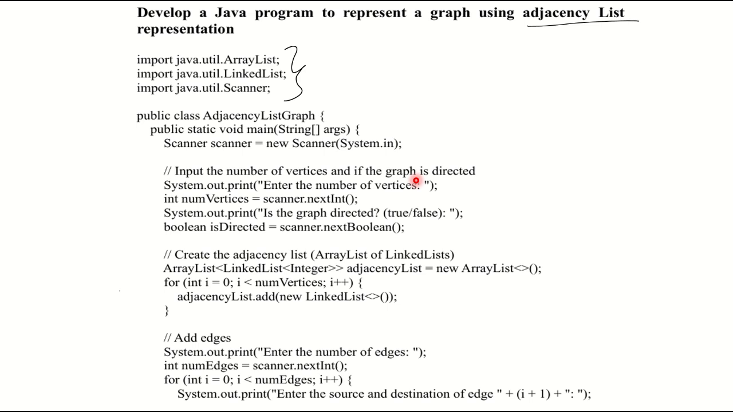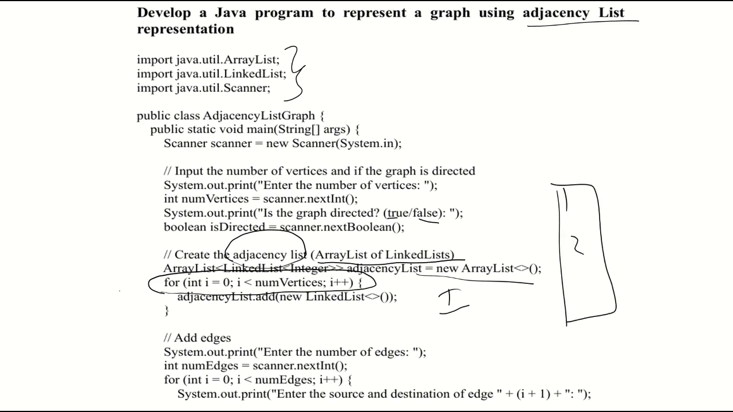If it is a directed graph, we have to give true. If it is not a directed graph, give false. Now we have to create an adjacency list, that is an array list of linked lists. It takes integer values. It also increments its vertices using a for loop, and it is creating an array list where we can store all the vertices. Now this is called an array of lists of lists. This part of the code is creating this, and it is also using a for loop to increment the number of vertices.